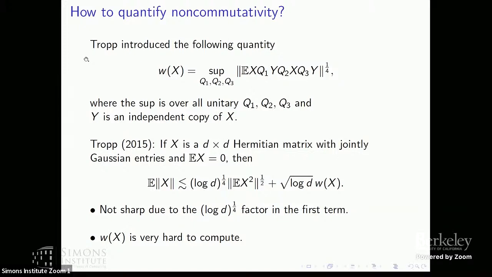So, for example, if X and Y commute, then take all these unitaries to the identity. You have xy, which then becomes ex squared times ey squared, the norm of that. And that's like the norm of ex squared. And then you will get Wx equal to this if X and Y commute.